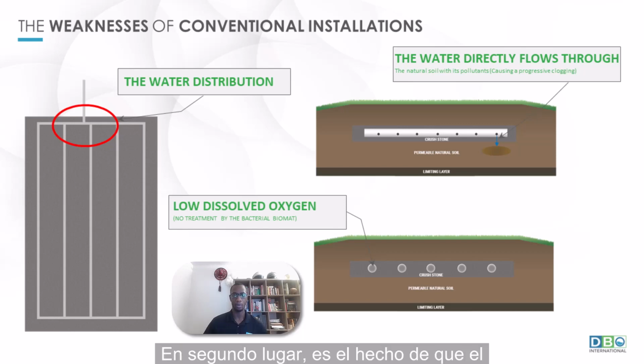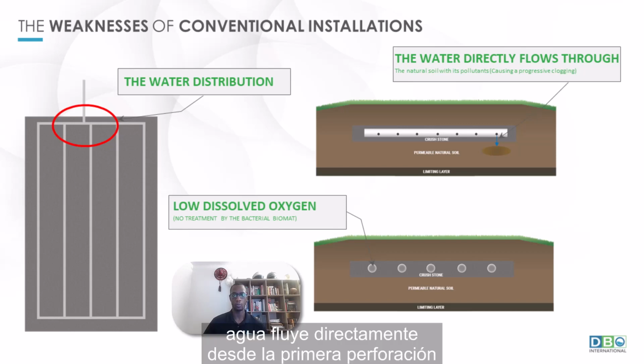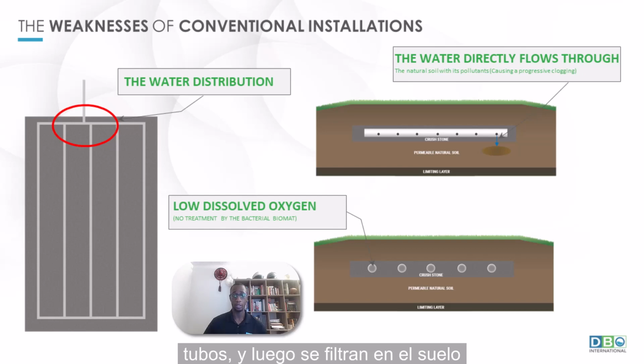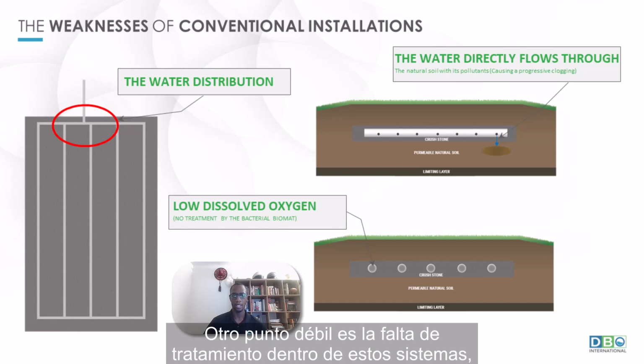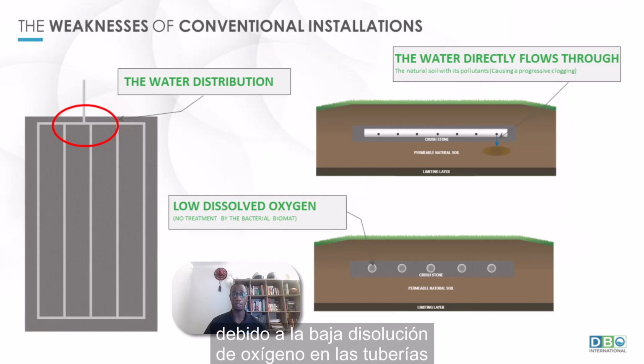The second main problem was the fact that the water would flow directly through the first perforation of the perforated pipes and then get into the natural soil with its pollutants. It was leading to a progressive clogging of the natural soil until the entire installation is clogged. Another weakness was the fact that there was no treatment inside of these systems due to a low dissolved oxygen concentration inside of the pipes. There was no proper ventilation and no bacterial support.